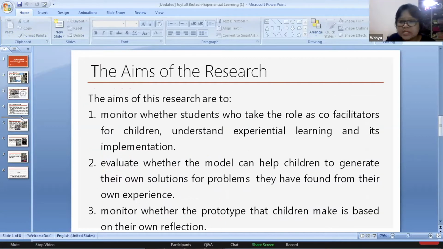The aim of the research is to monitor whether students who take the role of co-facilitator help the children also understand what experiential learning is and its implementation. I also evaluated whether the model can help children to generate their own solutions for problems they have found from their own experience. This is what I call their own experience. And also to monitor whether the prototype that the children make is based on their own reflection.